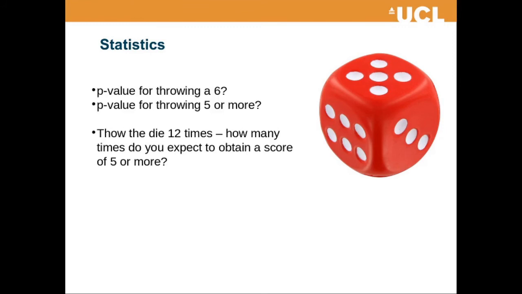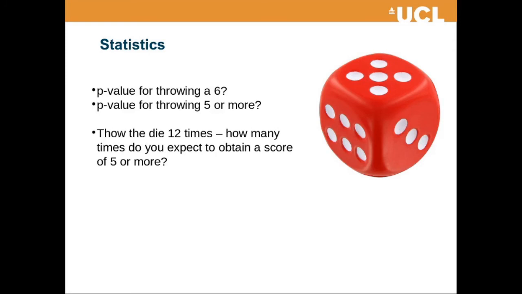So when you're searching a big data bank, you need some sort of statistic to tell you whether the hits you're finding are likely to be significant. Now, suppose we had a single die and we threw that die. What would be the probability of throwing a 6? Well, clearly it would be 1 in 6. Now what would be the p-value, the probability of throwing 5 or more? Well, there are two ways that you can throw 5 or more. You could throw a 5 or a 6. So it's going to be 2 in 6 or 1 in 3.